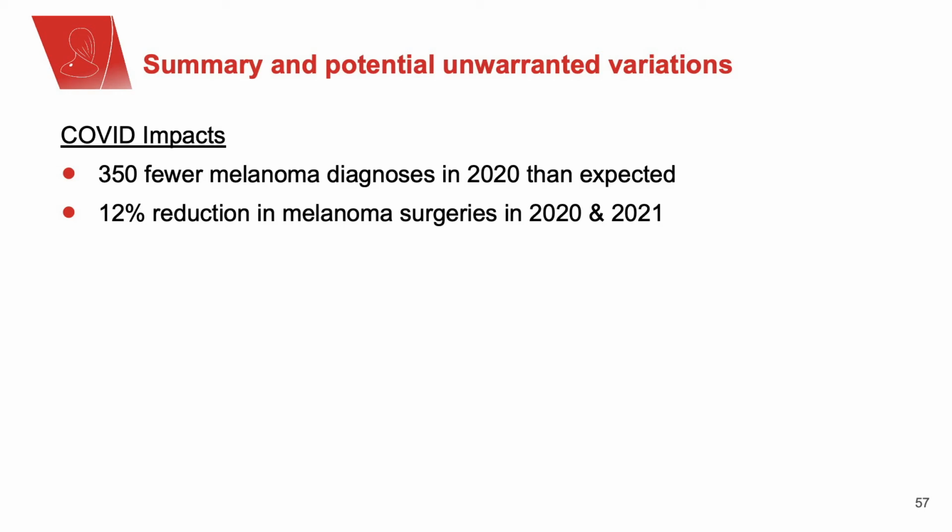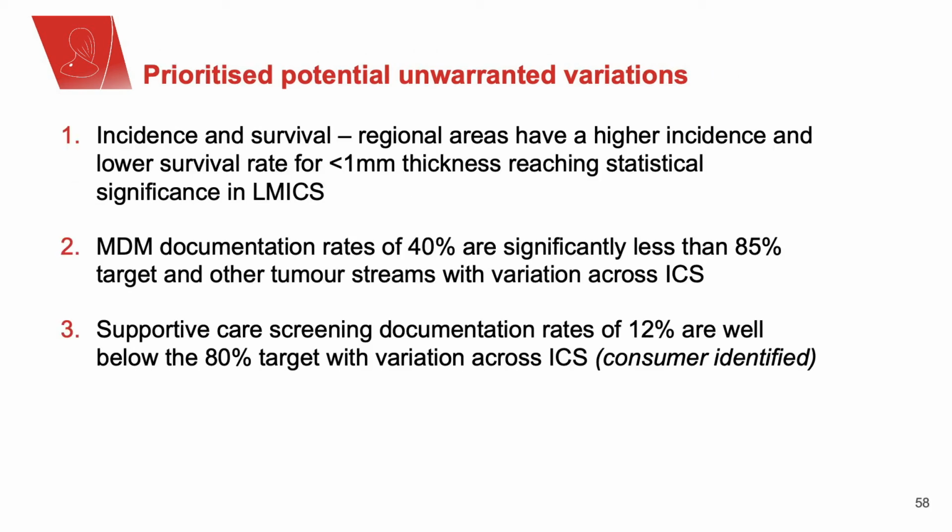COVID impacts. There were 350 fewer melanoma diagnoses in 2020 than expected, and a 12% reduction in melanoma surgeries in 2020 and 2021. An interesting data point will be, now that we've really entered the COVID norm, what's going to happen from now on. And we're just prioritising potential unwanted variations. So for the first point, just hold off all comments so I can go through them. Some people may not agree or want to add other priorities.